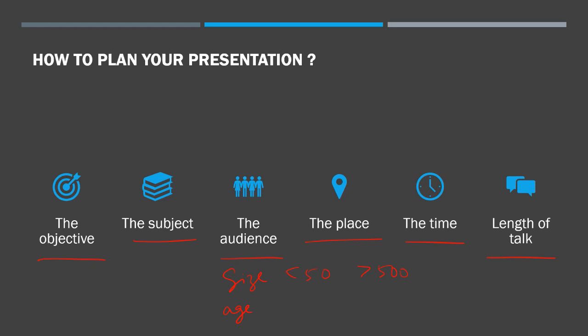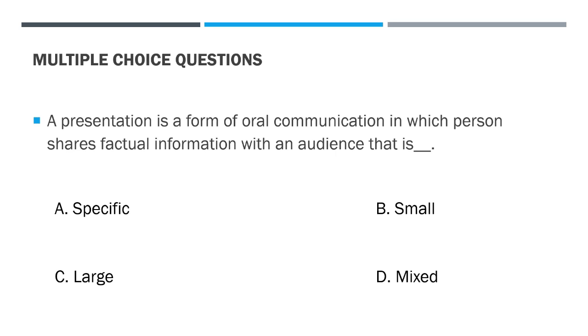So these were the contents that I had to explain to you in the first video. So let us look into a couple of questions, how you might get the questions based on the presentation. Here the first question is, a presentation is a form of oral communication in which a person shares factual information with an audience, that is, whether it is a specific or small audience, large audience, or a mixed audience. So always the factual information is shared with a group of people or an audience who are specific to that particular topic. So it cannot be small or large or mixed.